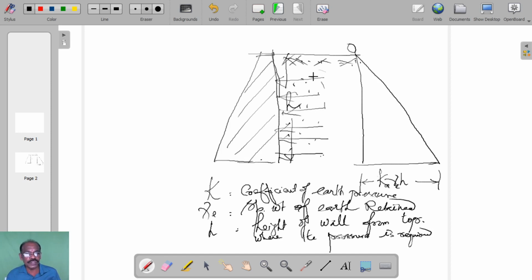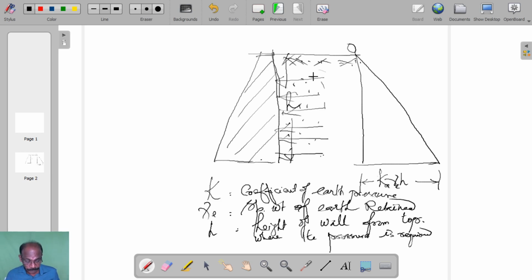Then it is known as active earth pressure. Or otherwise, we can say that because of the pressure, the wall is moving outwards. Then the pressure exerted is nothing but active earth pressure.